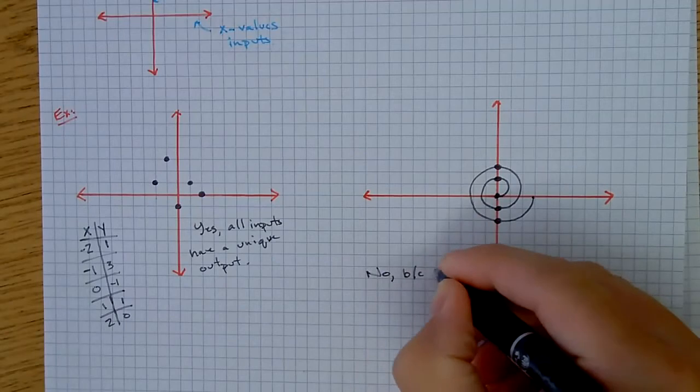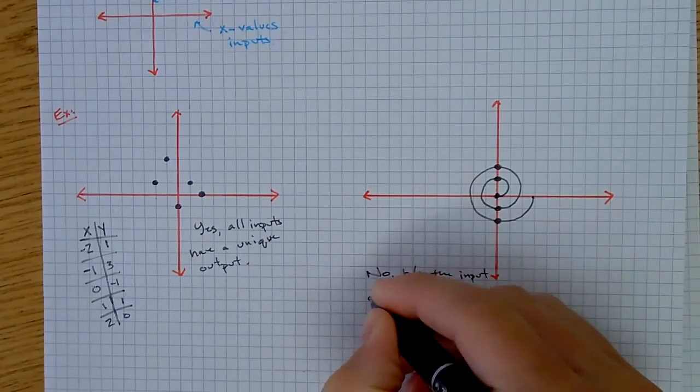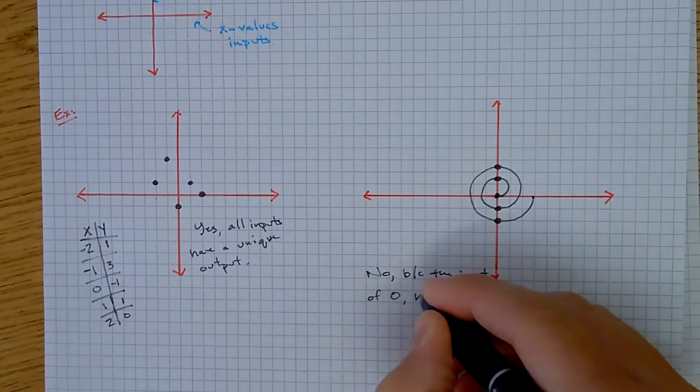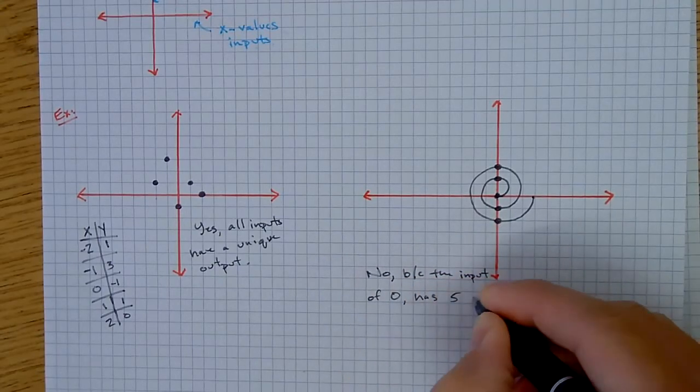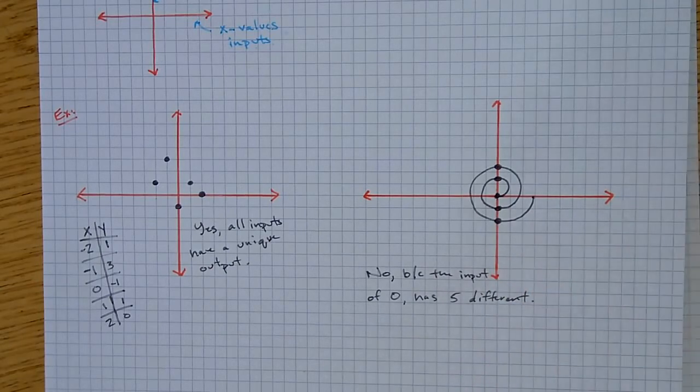And we'll say because the input of 0 has 5 different outputs. Okay, 5 is a lot. It could be as many as just 2 different outputs, and that still wouldn't work out.